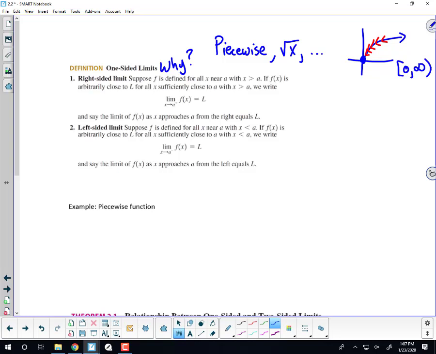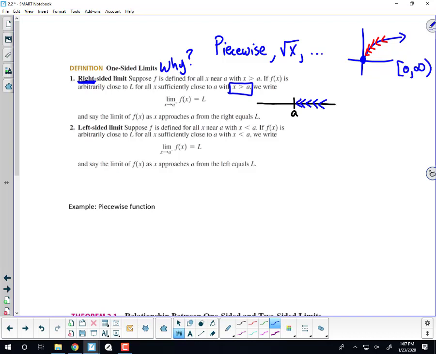So that's the right, with x larger than a. So that's like this here. We have this value of a, and we're approaching a from the right, or through larger values than what a is.